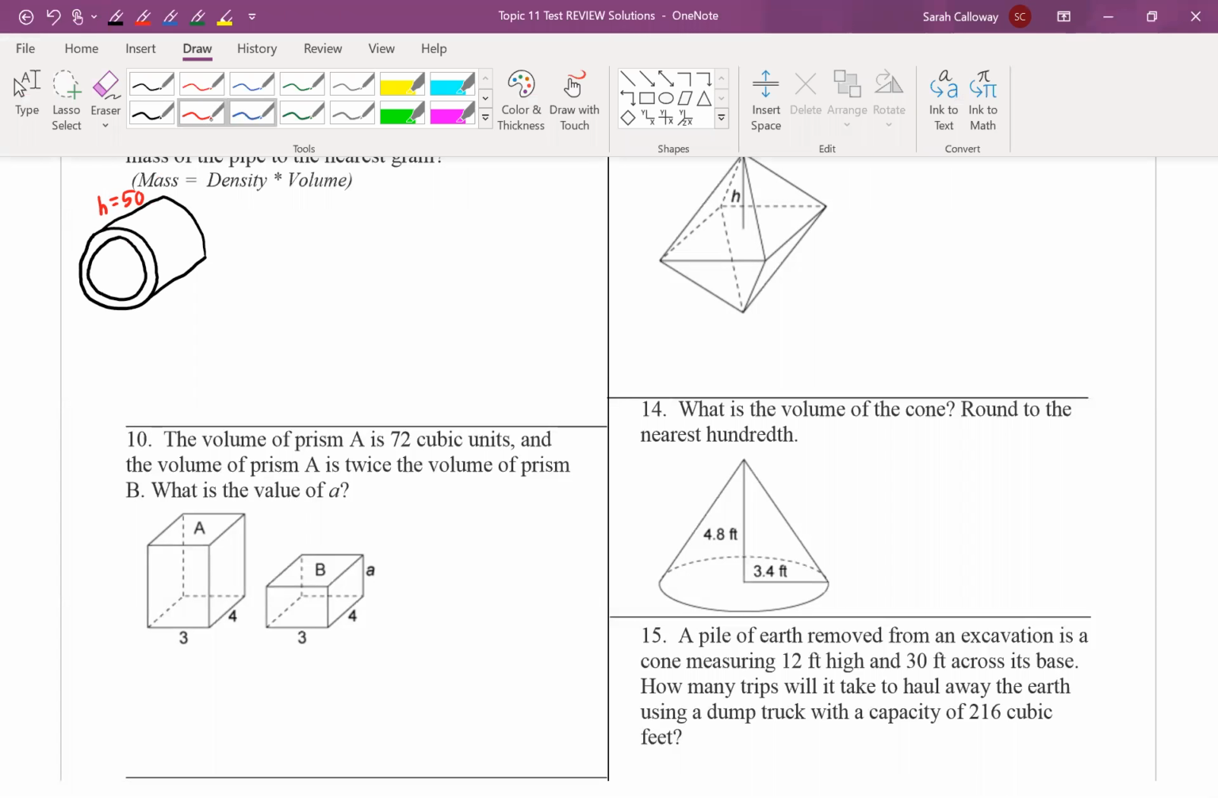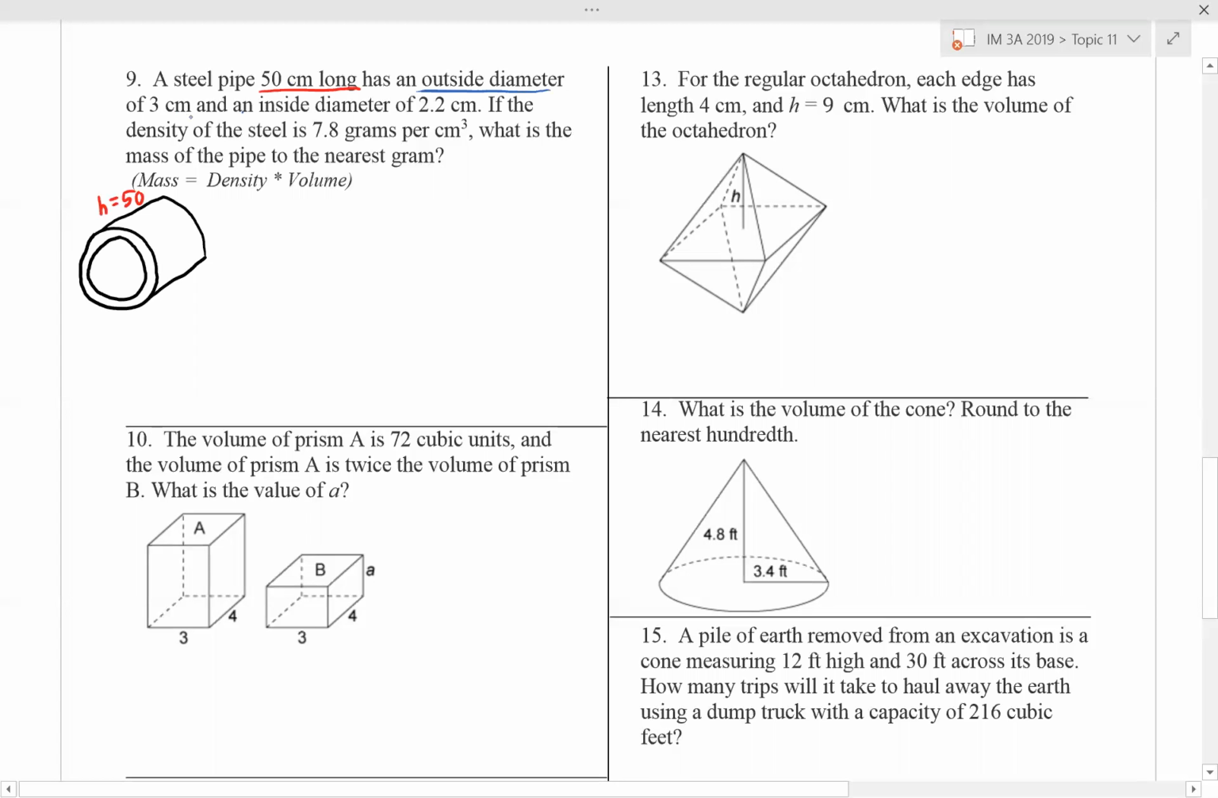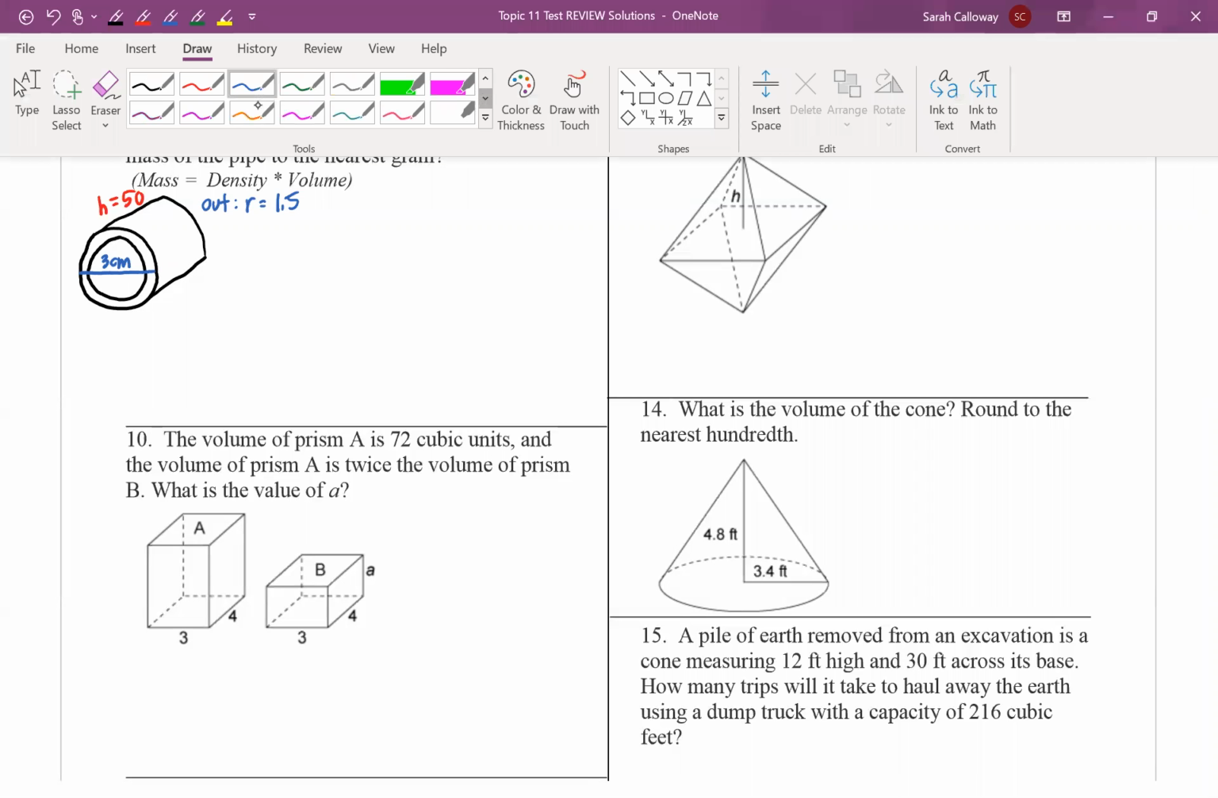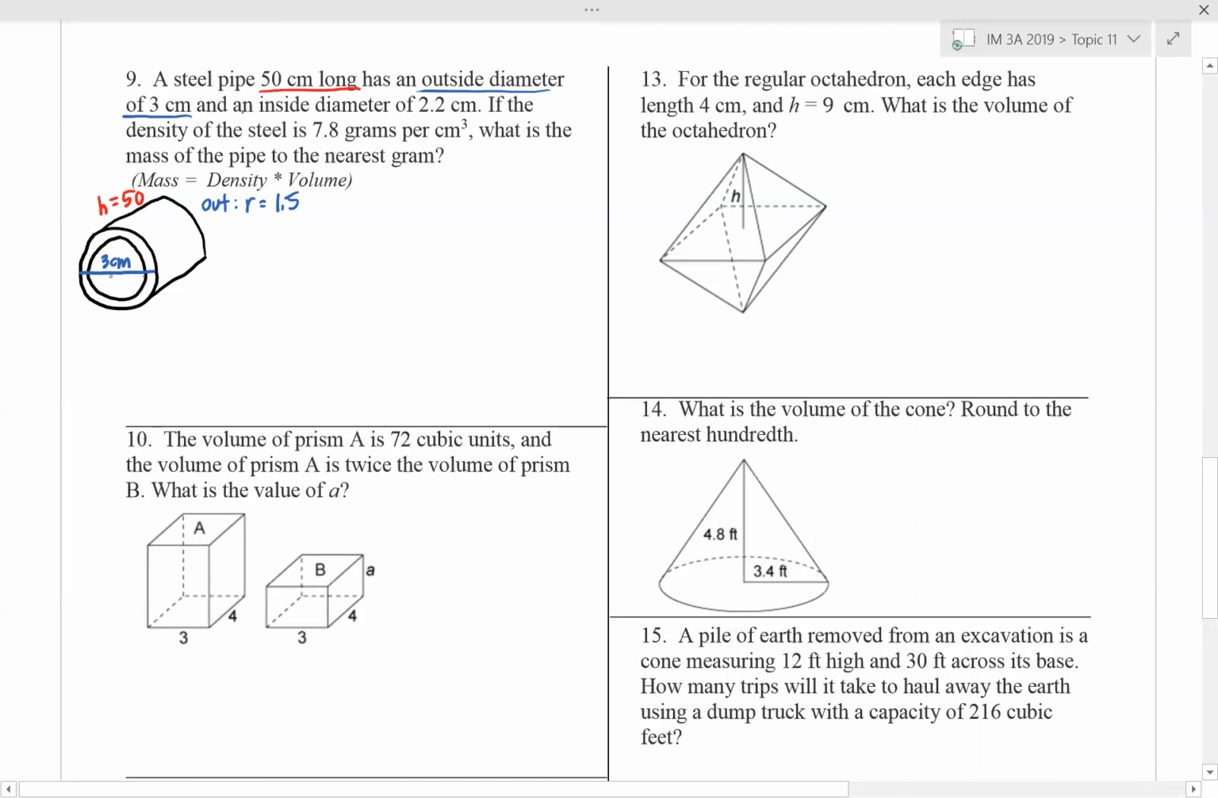And then they're telling us that it has an outside diameter of 3 centimeters. Again, that's because this thing is hollowed out. So this is 3 centimeters, which means that it has an outside radius of half of that, 1.5. And then it has an inside diameter of 2.2 centimeters. So that means that it has an inside radius of 1.1 centimeters because it's half of that.